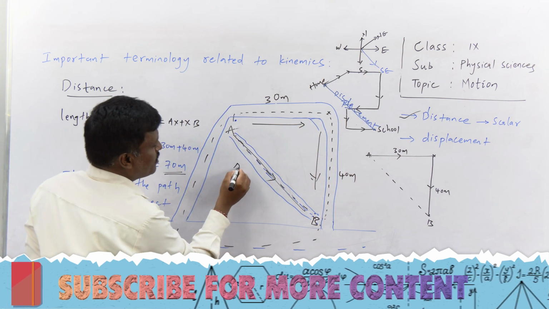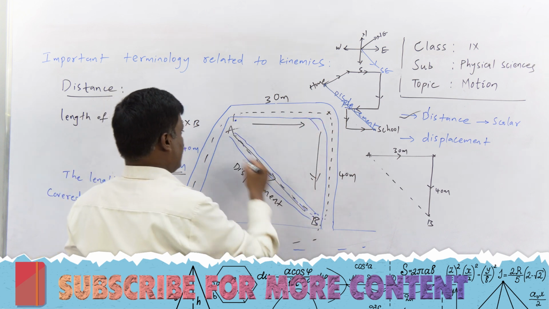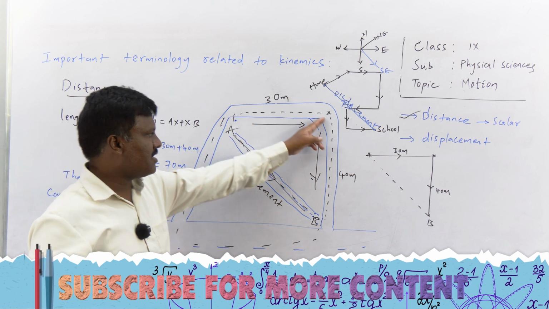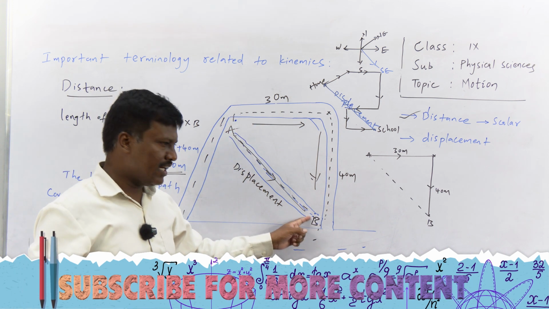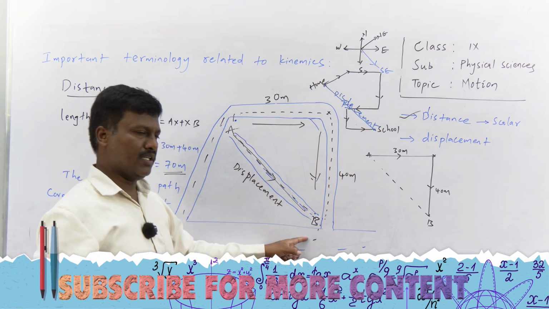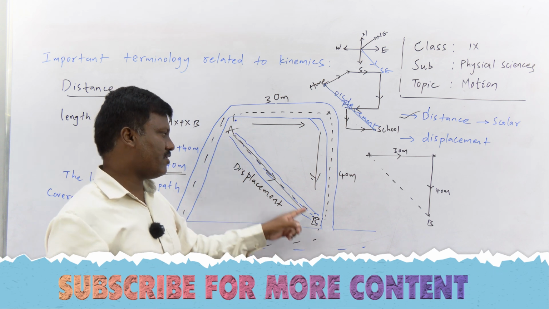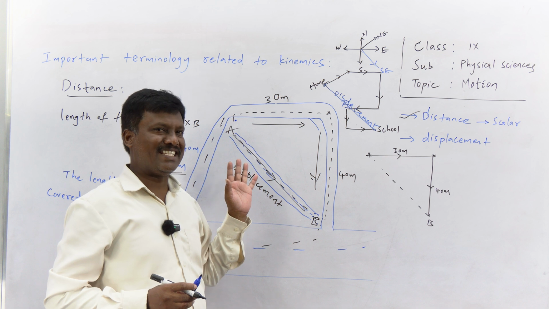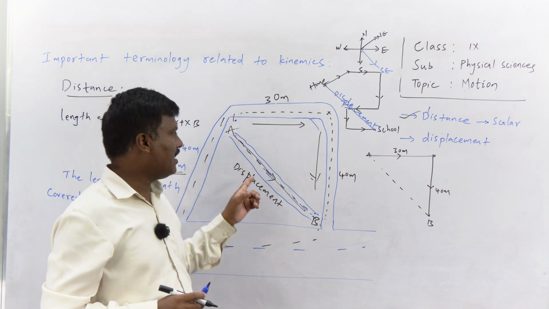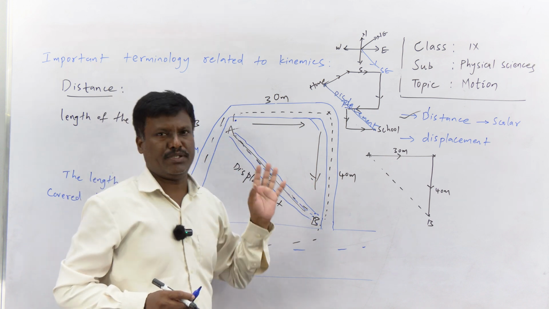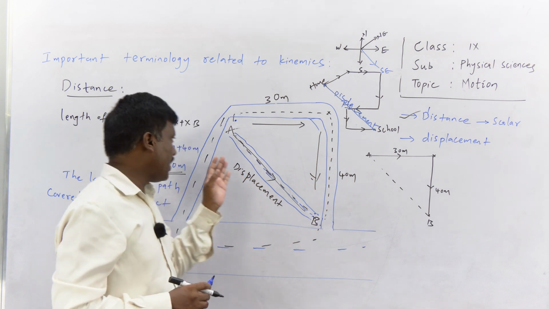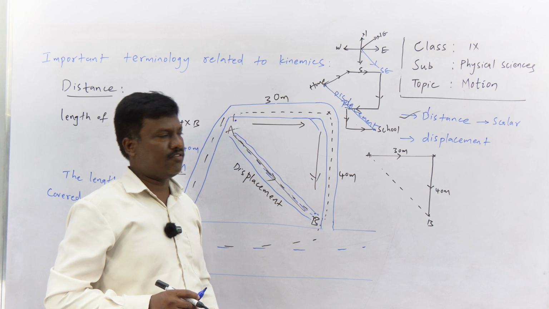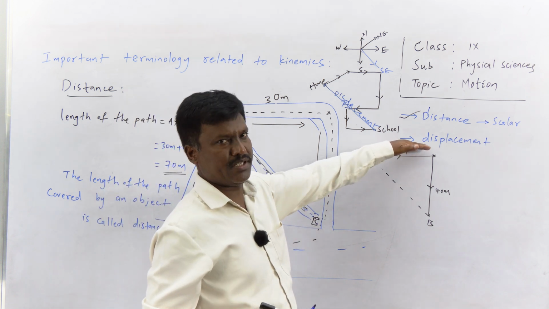So this is our displacement. This is distance. This is distance. But this is displacement. Okay? This is a length of the path. This is also a length of the path. There are 3 paths to reach your friend's house. But which is the shortest one? That is the displacement. The shortest distance is called displacement. The length of the path covered by an object in one direction is called displacement.